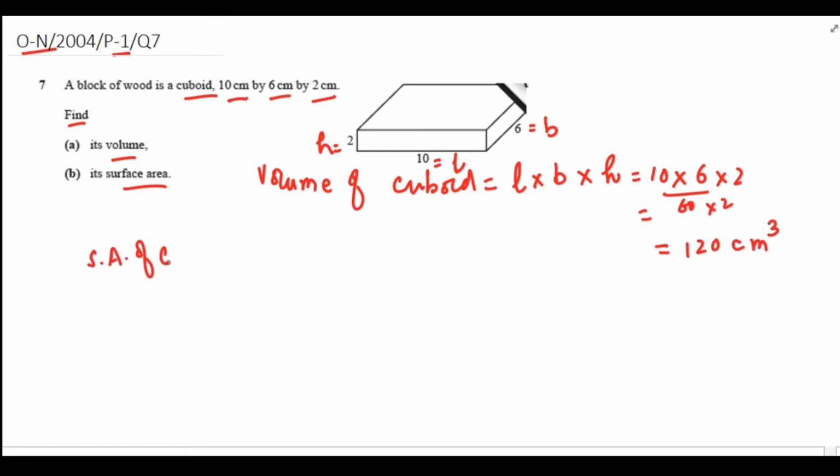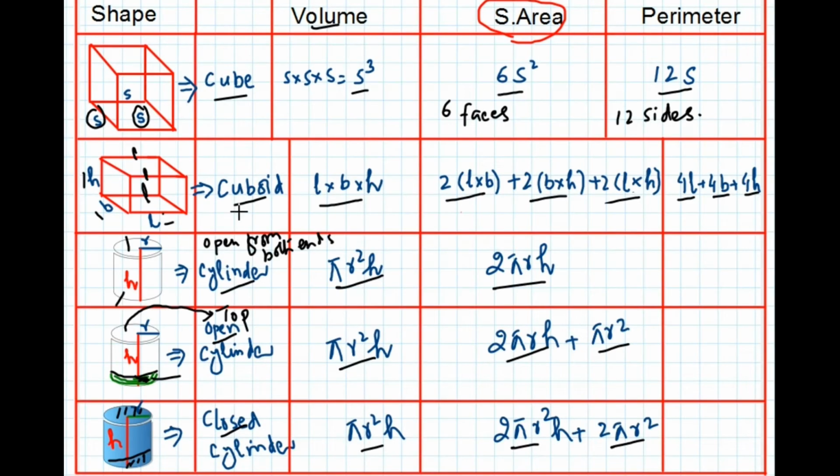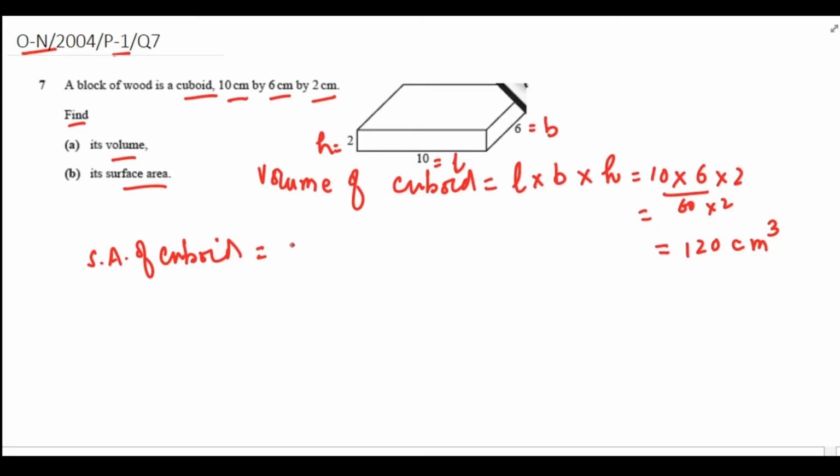Now the surface area of cuboid is equal to, as we can see on the slide of formulas we discussed in lecture number 12, 2 bracket L into B plus 2 bracket B into H plus 2 bracket L into H. So over here the surface area of cuboid is equal to 2 bracket L into B plus 2 bracket L into H plus 2 bracket B into H.